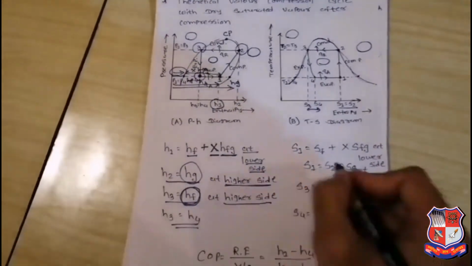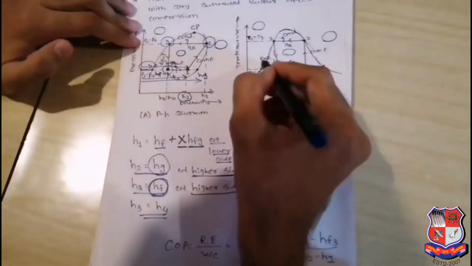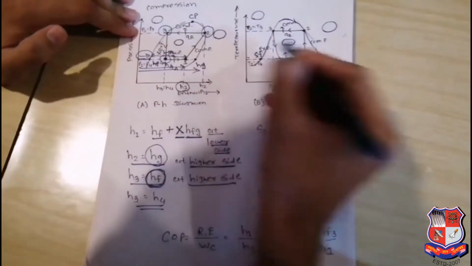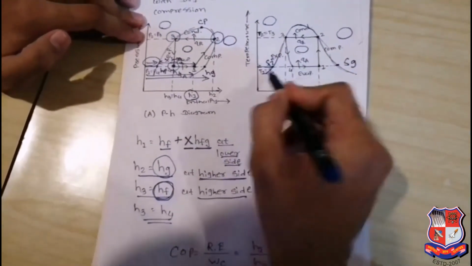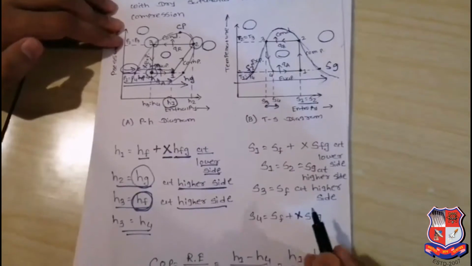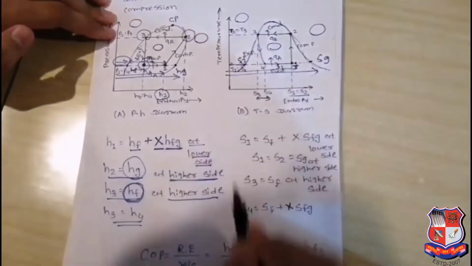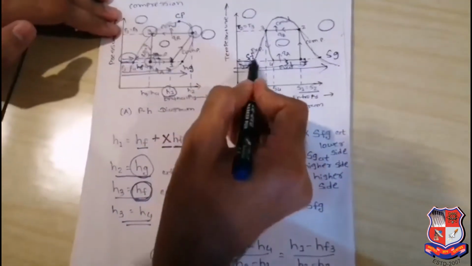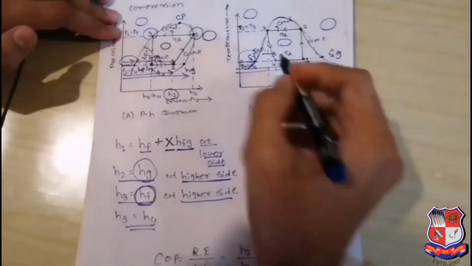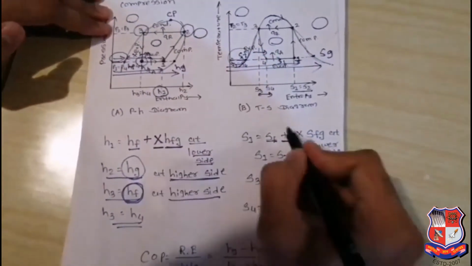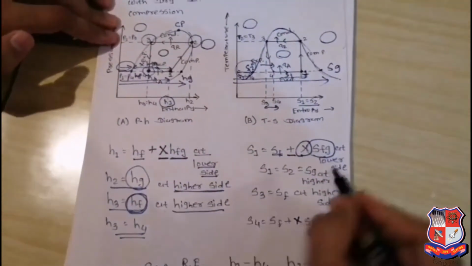Similarly, we now discuss the entropy equation. First, that point is Sf and that point is Sg. Sf means entropy of the liquid and Sg means entropy of the vapor, but we require the entropy at the first point, S1. How can we determine it? We take Sf, which is positive in this direction, plus, since the dryness fraction is present in the wet region, X times Sfg at the lower side.